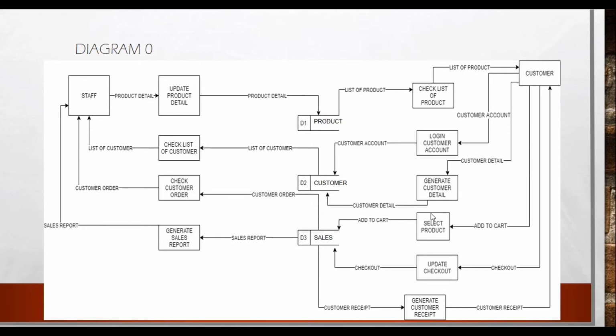For the select product process, the customer will add to cart into the select product process and it will send into the sales data store. For update checkout, the customer will check out into the update checkout process and it will send into the sales data store. For generate customer receipt, the sales data store will send the customer receipt into generate customer receipt and it will send to the customer.